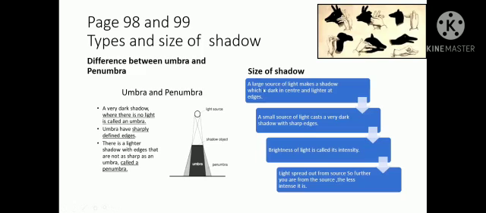Next is the size of shadow. A large source of light makes a shadow which is dark in center and lighter at edges. जैसे जैसे लाइट का सोर्स बड़ा होगा तो जो शेडो क्रिएट होगा वो डार्क होगा सेंटर में और लाइटर होगा एजेस में, अपने किनारों पर वो लाइटर होगा. A small source of light casts a very dark shadow with sharp edges. अगर हम स्मॉलर सोर्स ऑफ लाइट इस्तेमाल कर रहे हैं तो उसके नतीजे में जो शेडो डार्क बनेगा और उसके एजेस जो हैं वो बहुत शार्प होंगे.